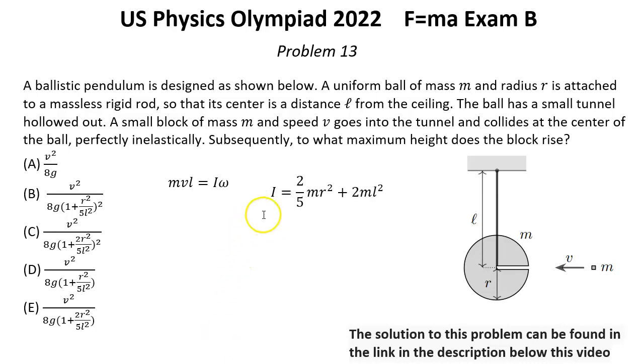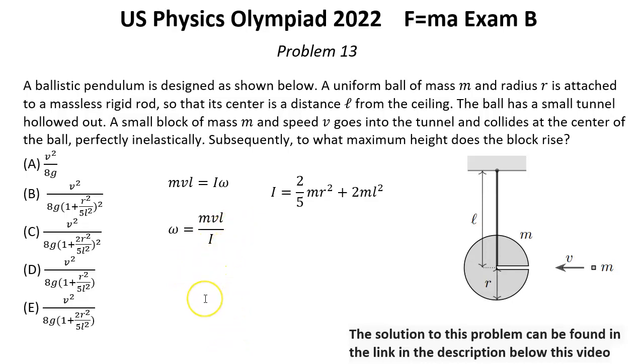The expression for this ball around the center of mass is 2/5 mr² plus mL² due to the parallel axis theorem, and plus mL², that's from this small mass m, and finally that will be 2mL², and we can write this equation. So it means that ω equals mvL over I.